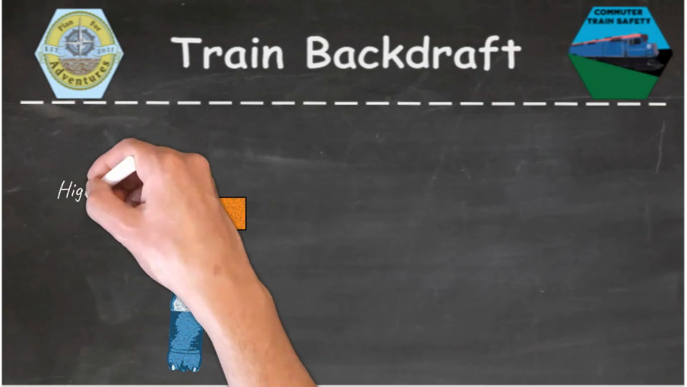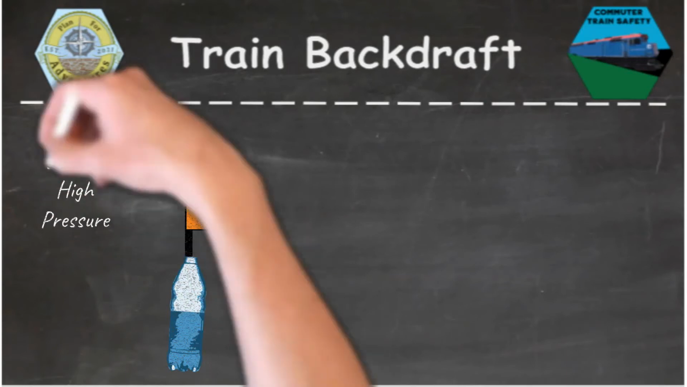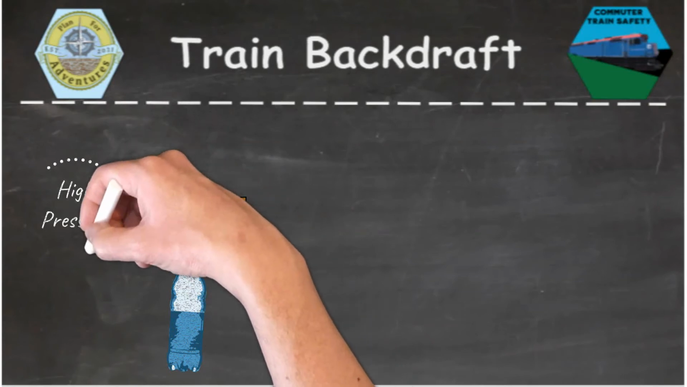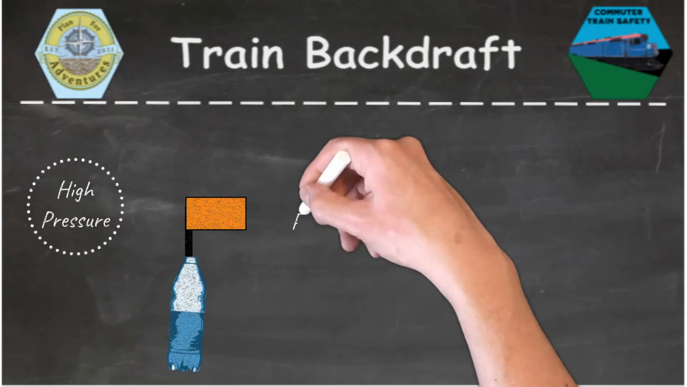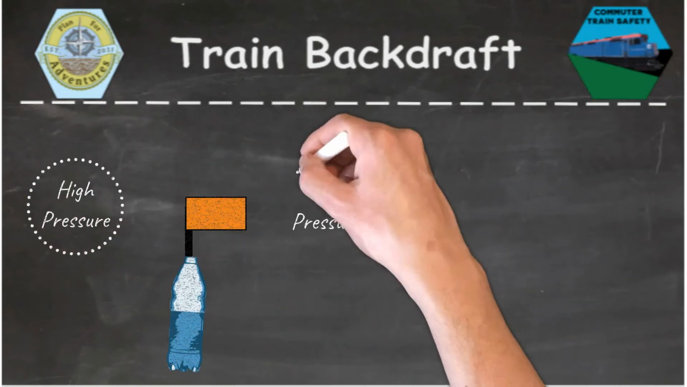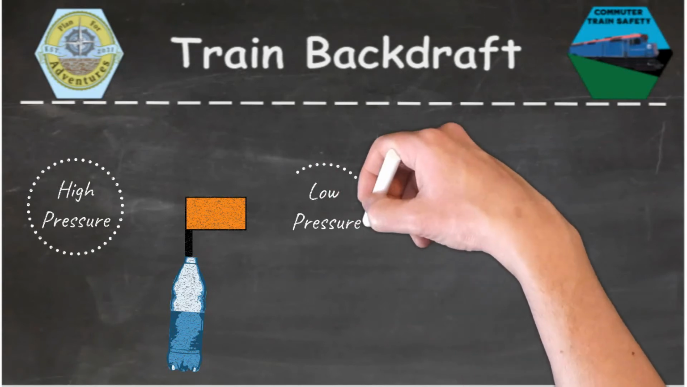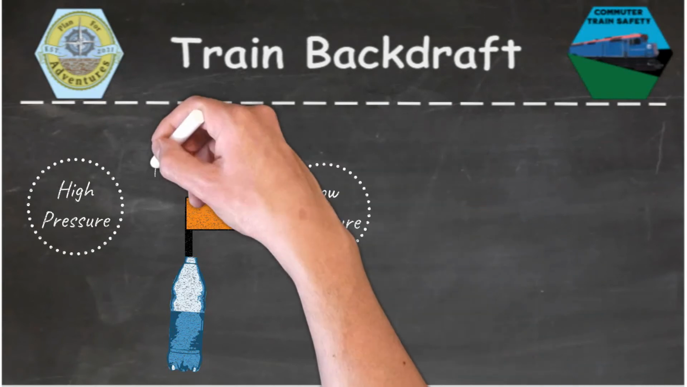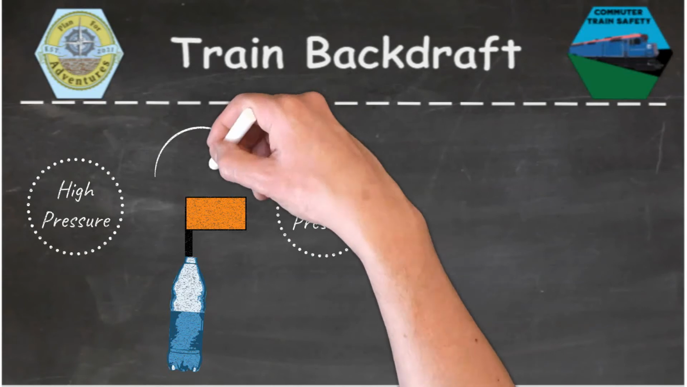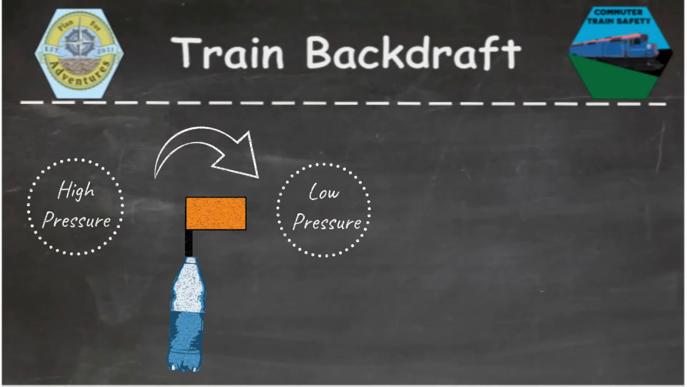So as your train comes in, you should be able to see your flag get pushed away from the train when your flag is in front of the high pressure area. And then if you put your experiment in the right area, you'll see that flag move towards the train as the wind goes from high pressure to low pressure. That will show you the train backdraft effect.